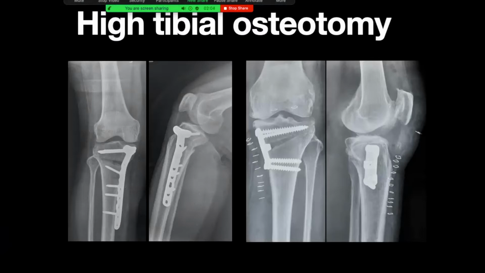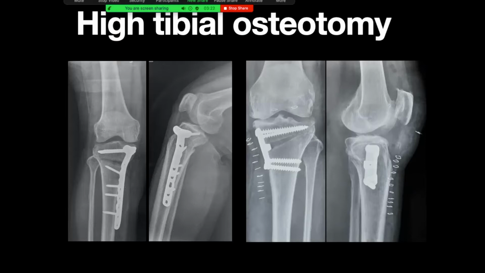Today we are going to talk about high tibial osteotomy. Osteo means bone and tomy means to cut. So osteotomy is a technique in which normal bone is cut and realigned so that the new alignment of the bone is achieved.